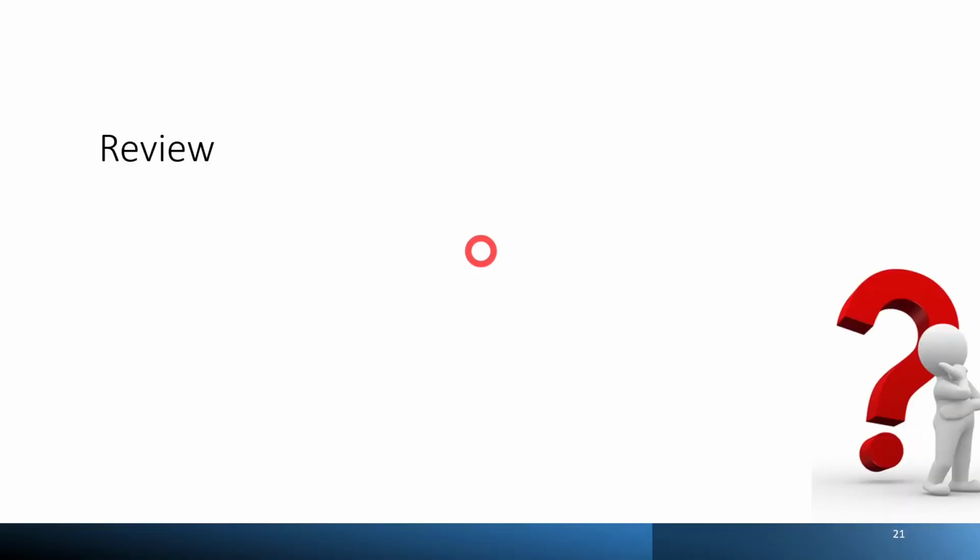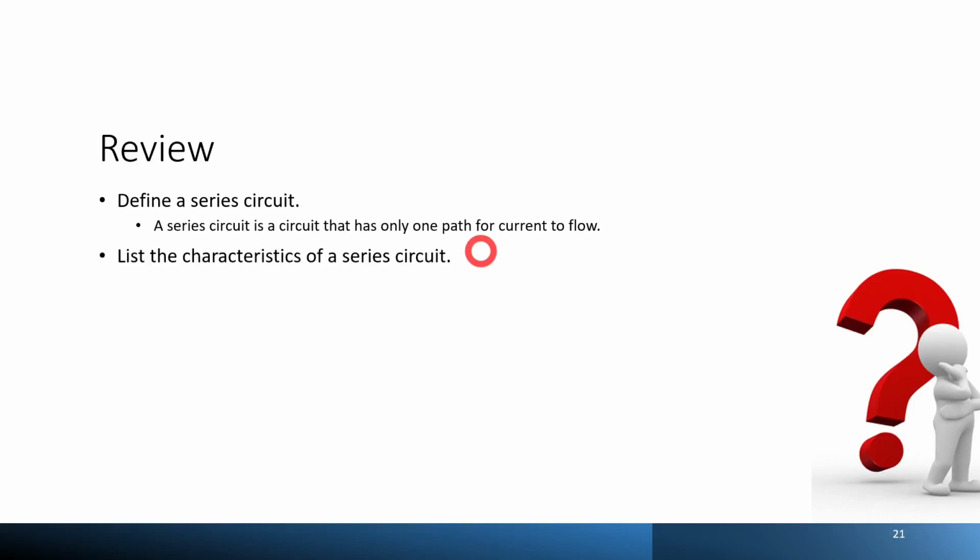Okay, so let's review. First, let's define a series circuit. Go ahead and pause the video, and we'll come back in just a moment to get the answer. A series circuit is a circuit that has only one path for current to flow. Okay, so we're going to find that a parallel circuit is going to be different from that, so that distinguishes series circuit from a parallel circuit.